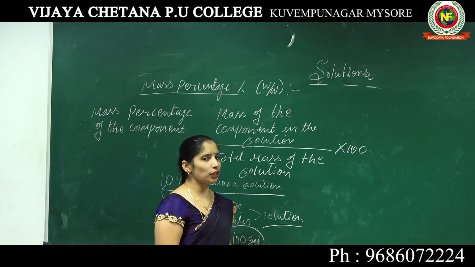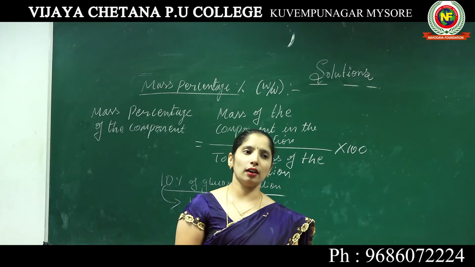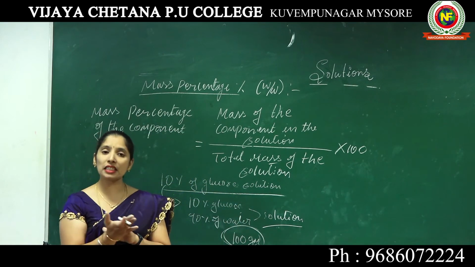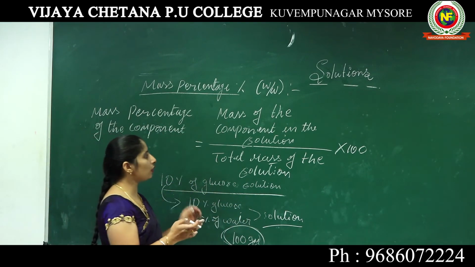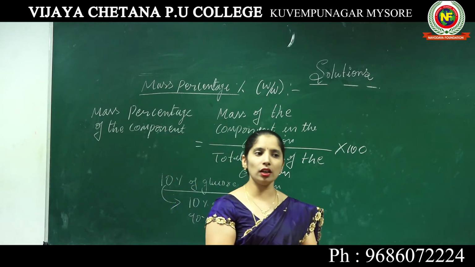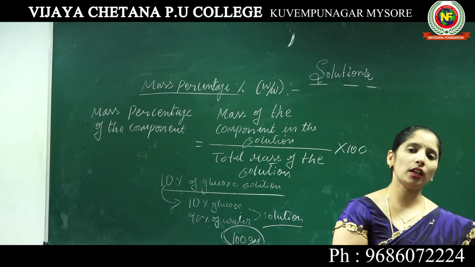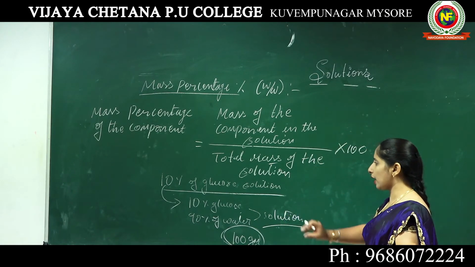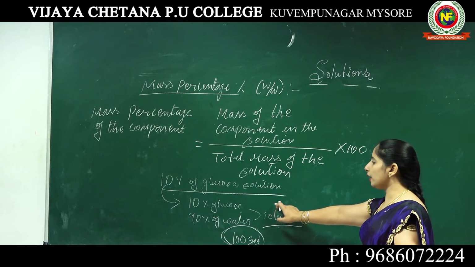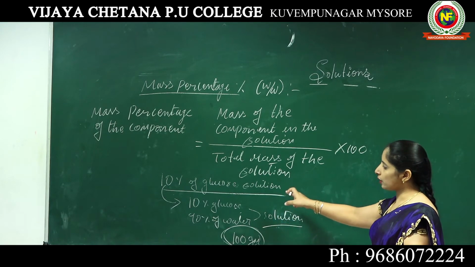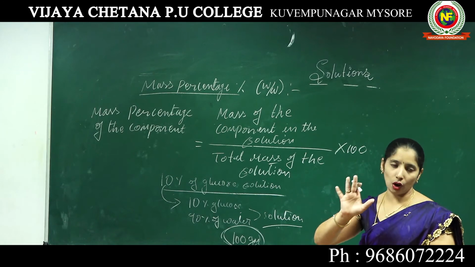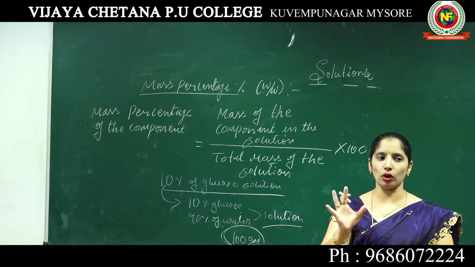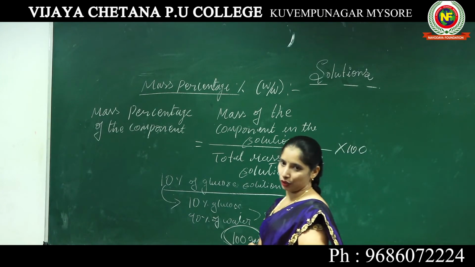This mass percentage is mainly used in chemical applications in industries. We mainly use mass percentage in industrial chemical applications. If it is 10% glucose, then out of 100, only 10% is glucose, and the remaining 90% consists of water. Totally that we call the solution. Got it?